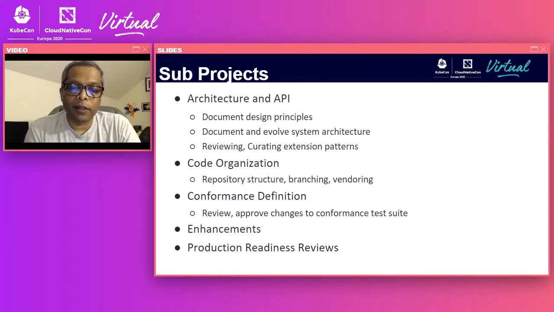What kind of scale are we looking at? What kind of use cases do we need to support? How do we make sure that we don't break existing stuff? A bunch of things go into the production readiness review itself. Let me hand over at this point to Derek. Derek?